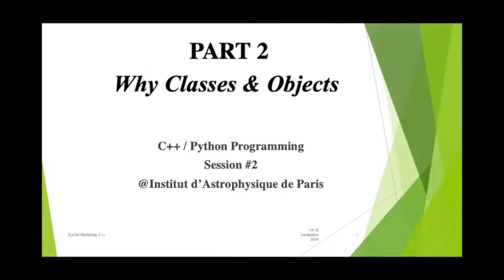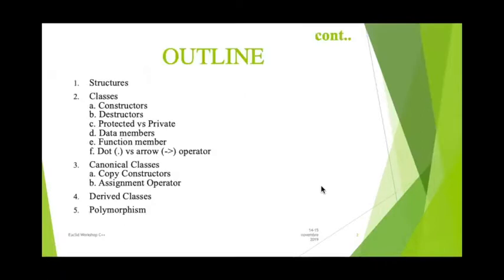Well, second session is about classes and objects. Here's the outline. In this session, what we are going to discuss is structure, and then we will go to classes: about constructor, destructor, and what are the differences between protected and private, and data members, function members, and how to access objects. And this is the dot and arrow operator, what is the difference between them.